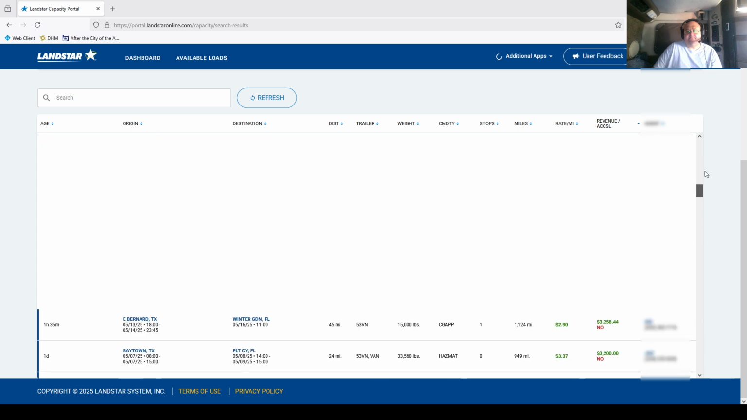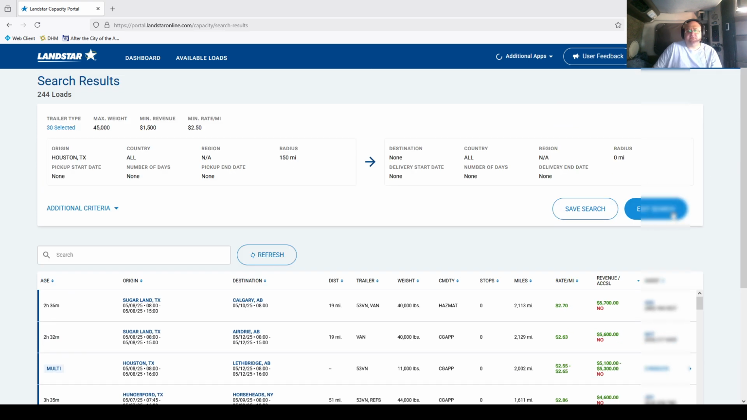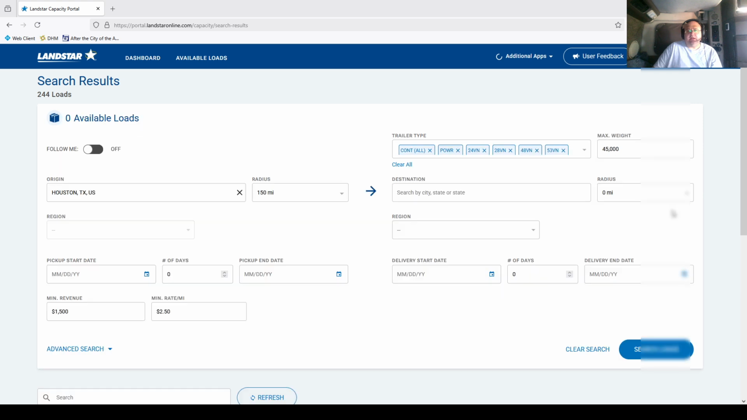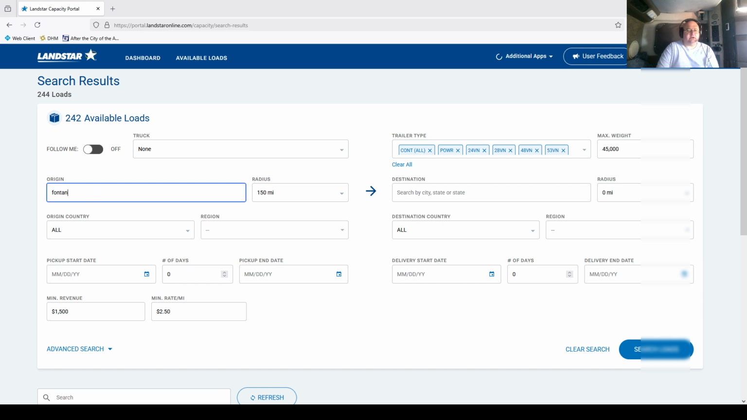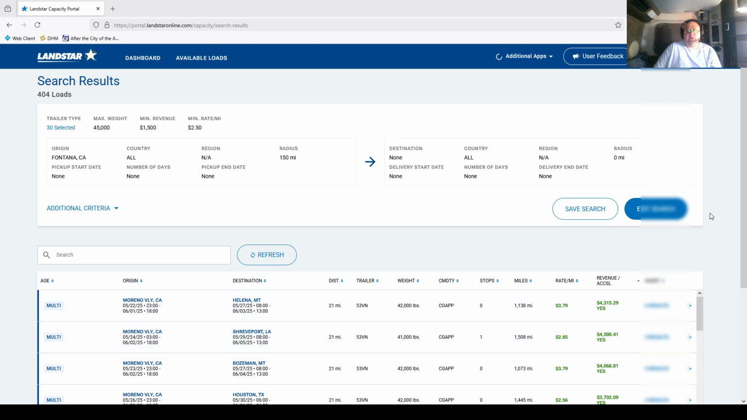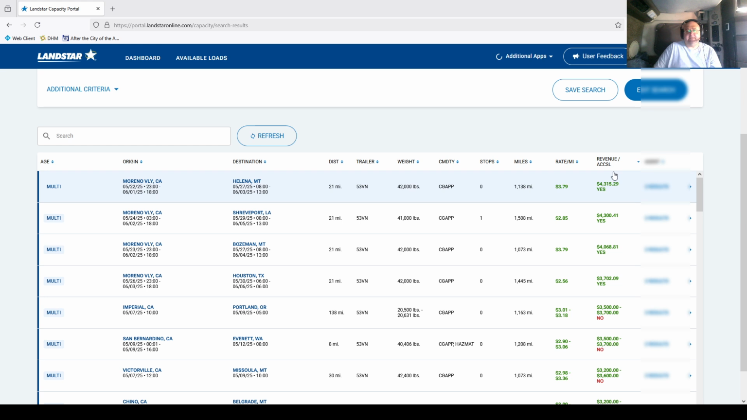All right, that's all of them. That was Houston. And now let's look at another market. Let's go over to Fontana, which is the LA market, Fontana, California. I was about to say the 4,000 loads. No, okay, so we're at 404 loads. And let's sort by highest paying load.